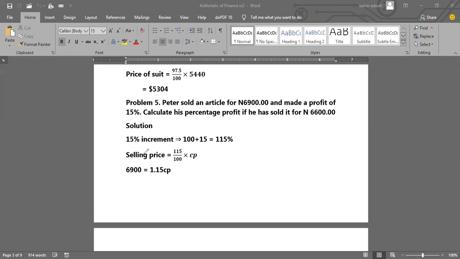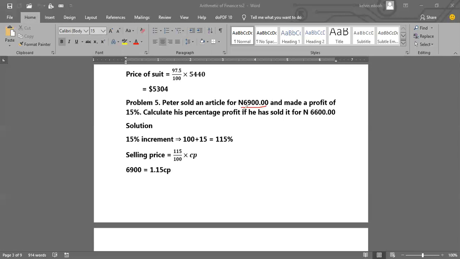So you can see here, the selling price is equal to 115% of the cost price, and 115% is 115 over 100 times CP. So if we do that out, we have 6,900 equals 1.15 CP. Remember, CP is the cost price. If you look at the question, it told us he sold this article, that means the selling price of it is what? You get the point? Good.